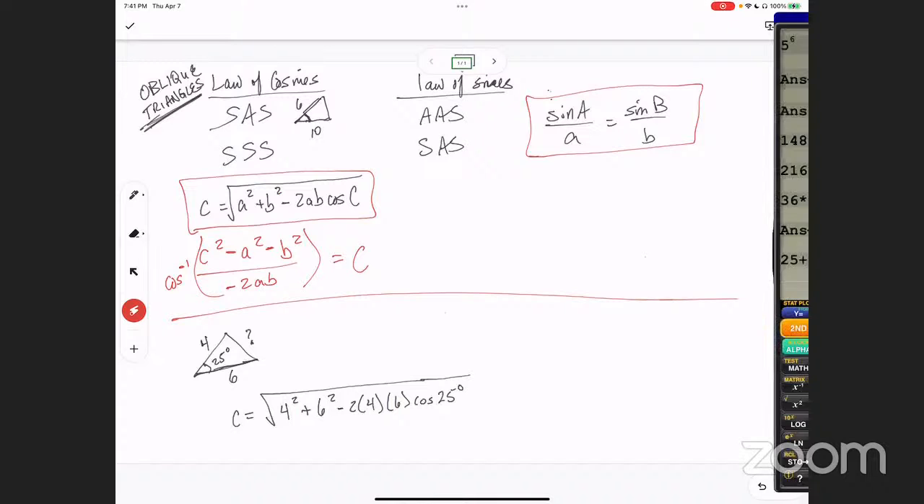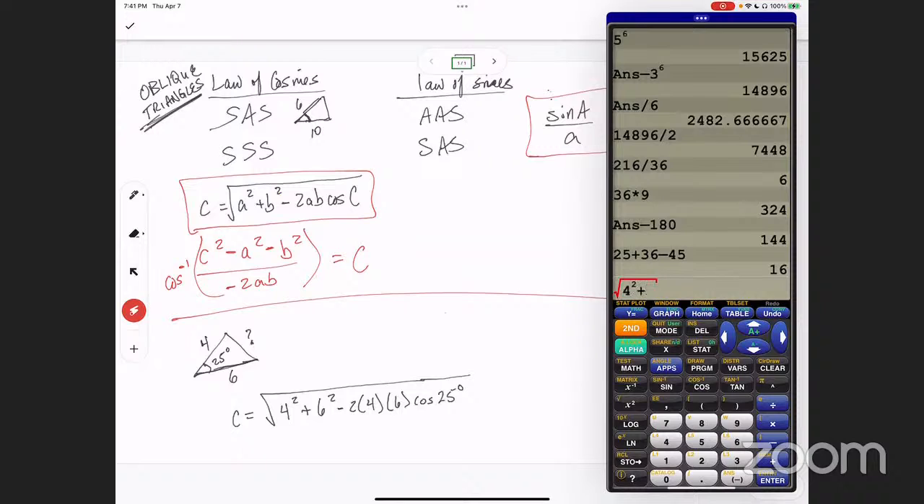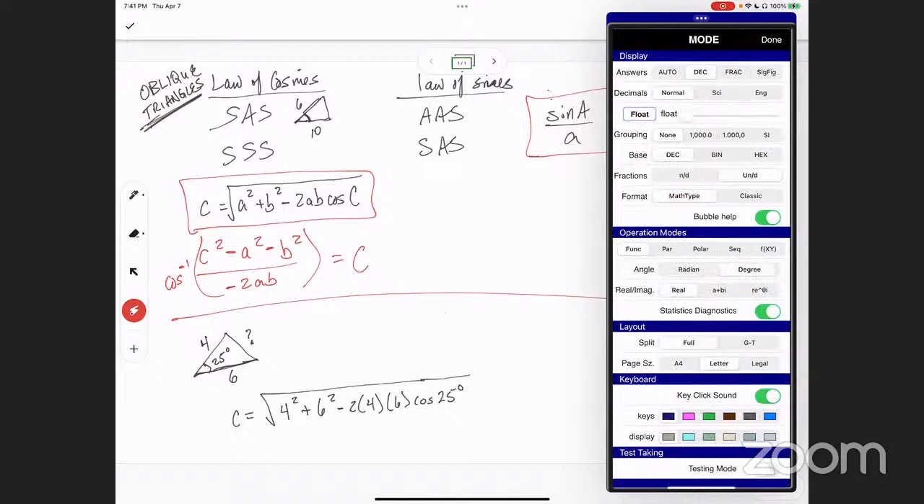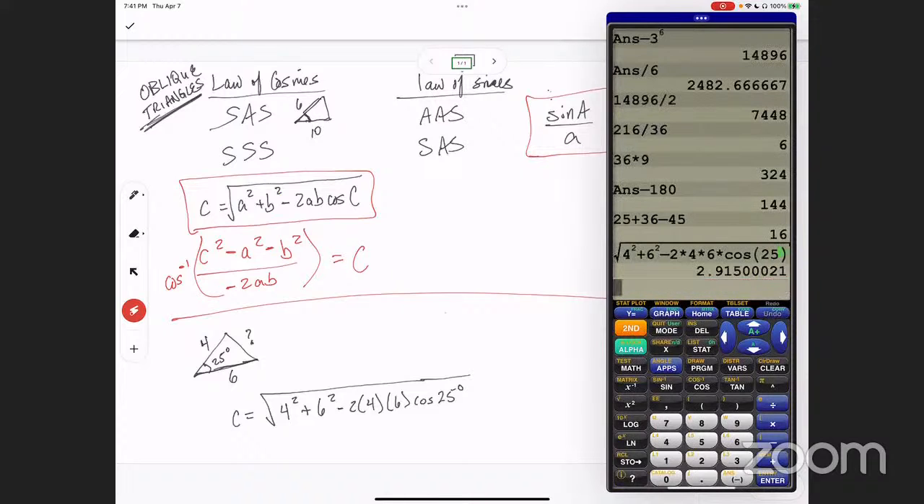Okay, so ready? I'm going to plug it in. Let's see how we get this to work out. So it's 4 squared plus 6 squared minus 2 times 4 times 6 times cosine of 25. And let's make sure that I'm in degrees. Nope, I'm in radians. Make sure your calculator's in degrees before you hit enter. Okay, and hit enter. And there you go. It is approximately 2.915.